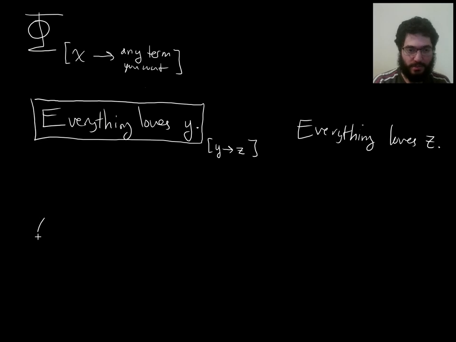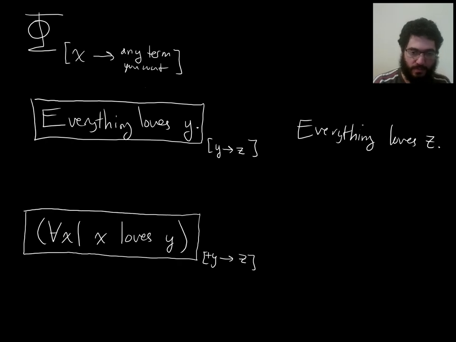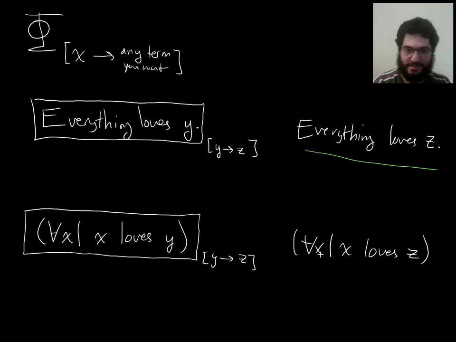What if I write this symbolically? For all x, x loves y. And then I'm going to go and replace y by z. Then what do I get? For all x, x loves z, which is the same as saying everything loves z. So these match, and I'm happy.